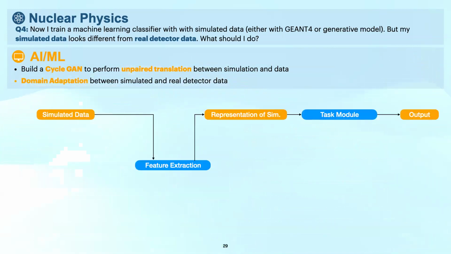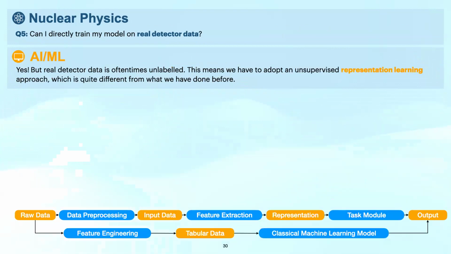Okay, so let me try to finish everything because I only have 15 minutes left. I have 2 more questions. The next question is, okay, I'm done with simulation. I don't like simulation. Is it possible to directly train my model on real data without bothering about simulation? So the answer is yes. So, your real detector data is oftentimes unlabeled. So you do not know exactly what those data are. Unlike simulation, when you are simulating events, you know exactly what they are. So in this case, we have to adopt something called unsupervised representation learning, which is a very different setup from what we have done before, where we have the label data.